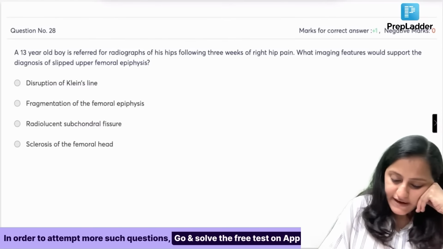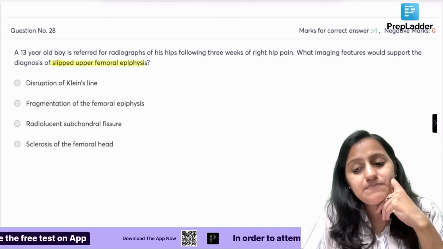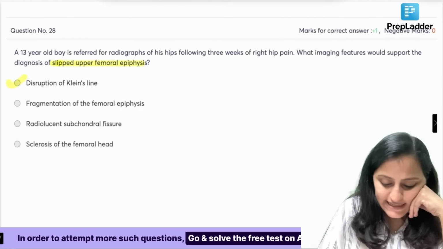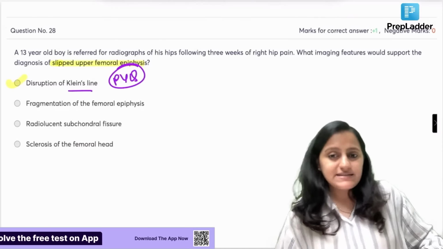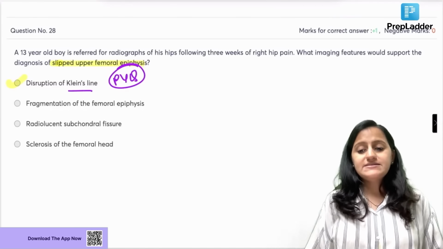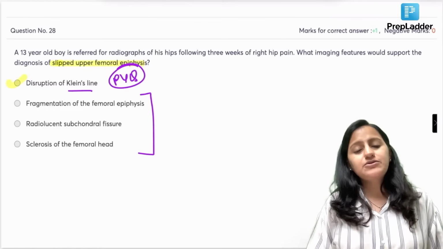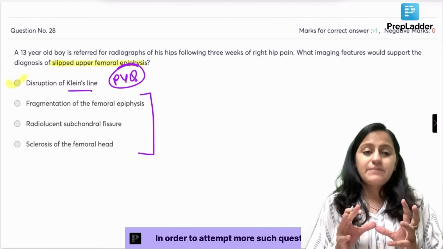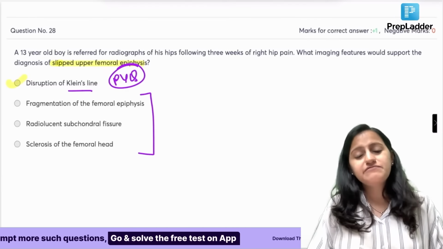What imaging finding will support the diagnosis of SCFE, slipped capital femoral epiphysis? That is going to be disruption of Klein's line. This is one of the PYQs of the FMGE exam as well. So remember, disruption of Klein's line. The rest of the three options fit into the diagnosis of avascular necrosis: fragmentation of the femoral epiphysis, radiolucent subchondral fracture, sclerosis of the femoral head.